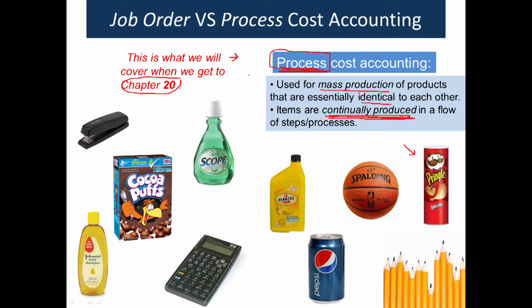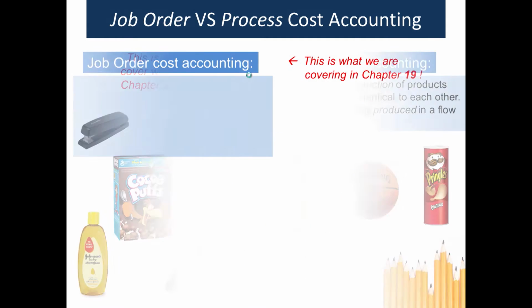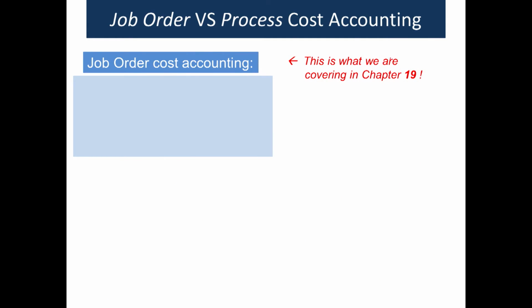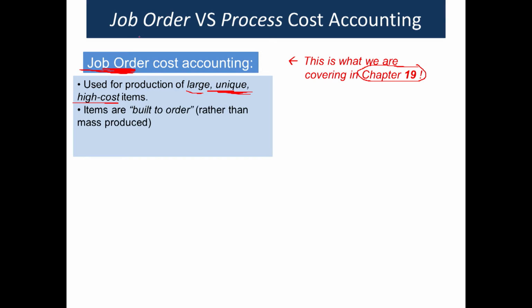Well, what are we going to talk about in chapter 19 if we're not going to talk about these types of items? Chapter 19, we are going to talk about something that we call job order cost accounting. This is for the production of large, unique, and most likely high-cost items. Not always high cost, but they're always large and they're always unique. These items are built to order. They are not mass-produced. They are built to order. And we'll see that many items can be directly traced to each job.